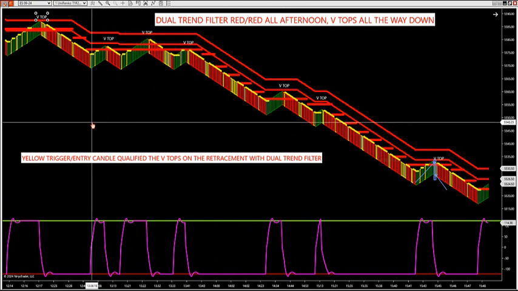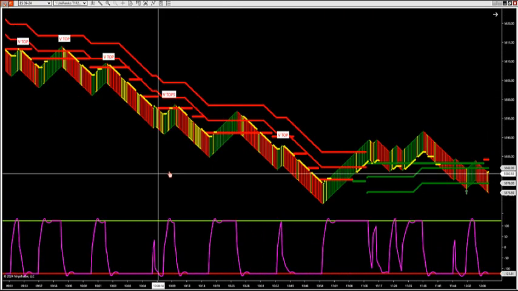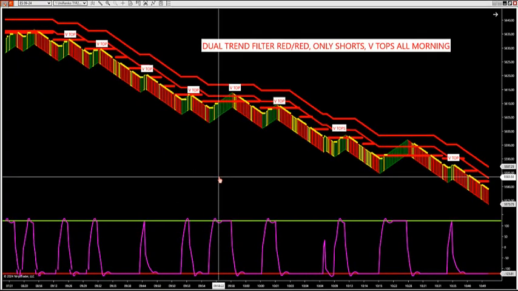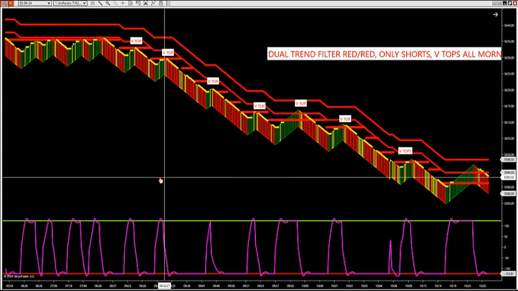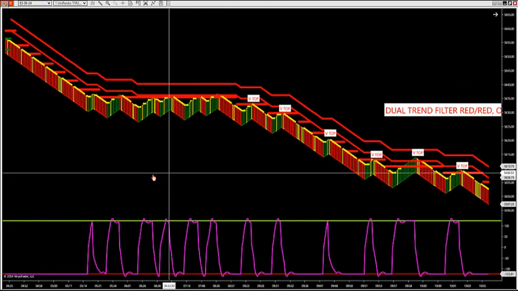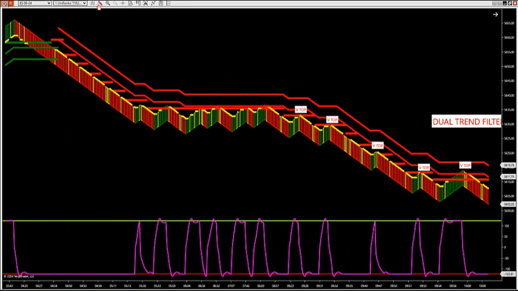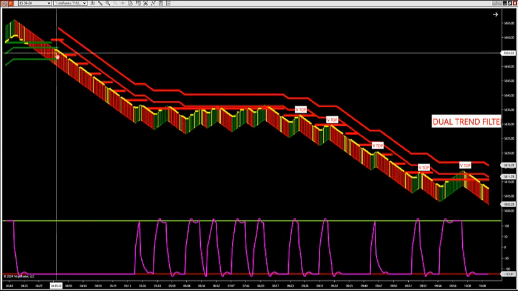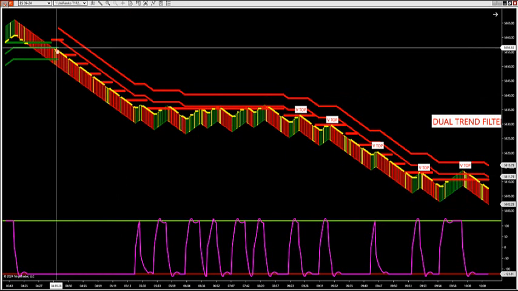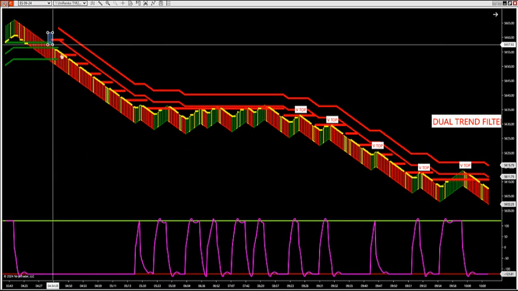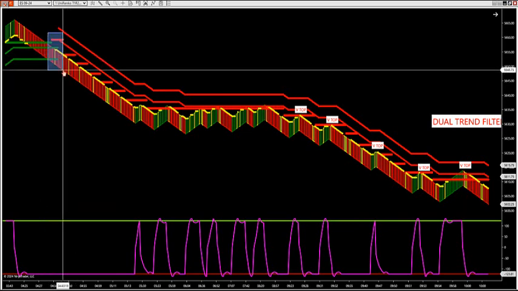Now, if you look at the early morning session, we had the same thing. We had nothing but sells, and these are called V tops. Same thing, the dual trend filter was red. The trend change happened here and we start trending down. When the trend filter is green, we're looking to buy, but then when it turned red and green against each other, that is a chop phase. And since that is a chop phase, we're looking for the market to roll.